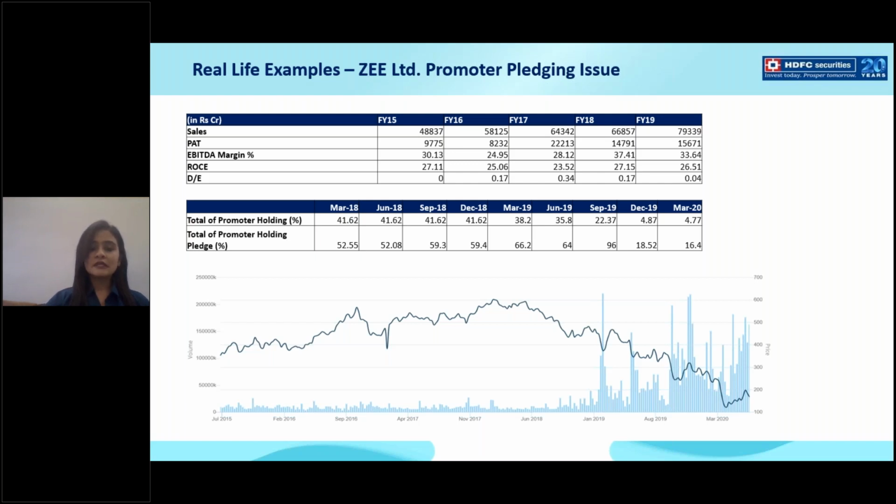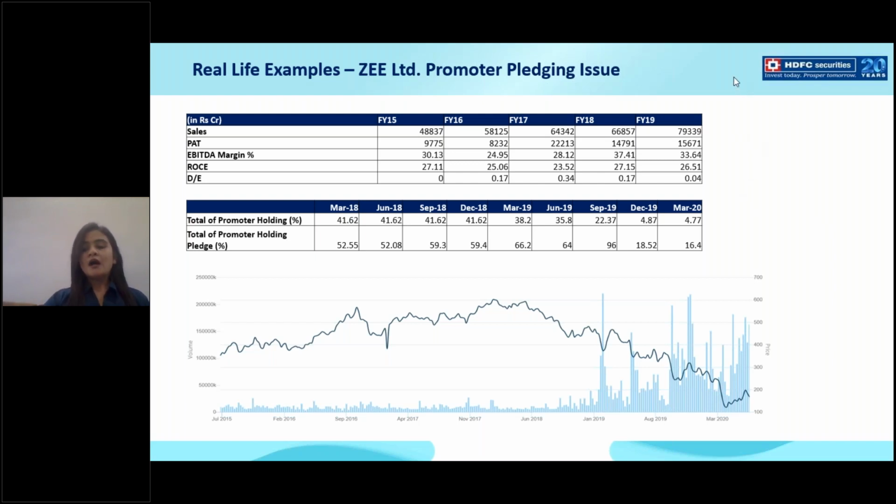In the case of Zee, you can see that the business was working perfectly fine. The numbers were great, everything was great, and even the future potential of the Indian entertainment industry was looking bright. But because of the promoters' ever-increasing pledging of shares, to use those funds in different businesses like infra and many others, this created the whole chaos.